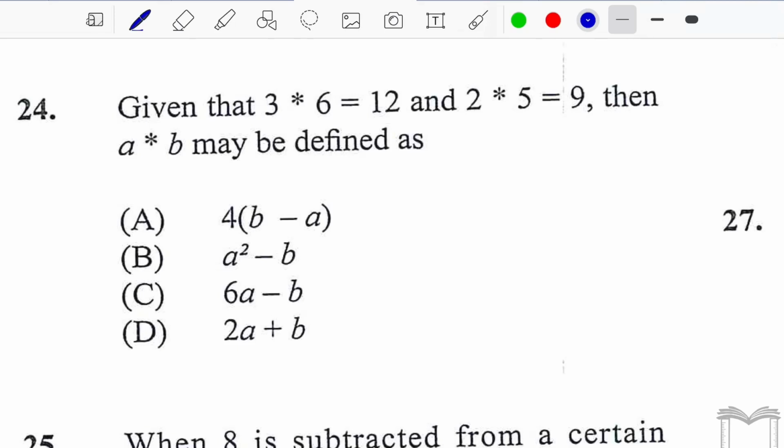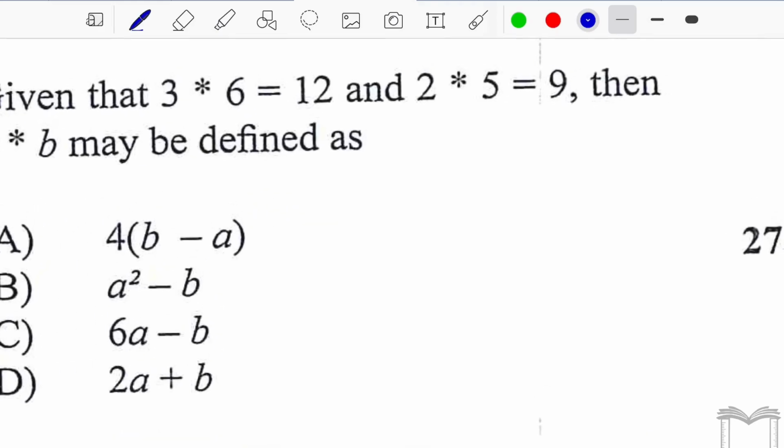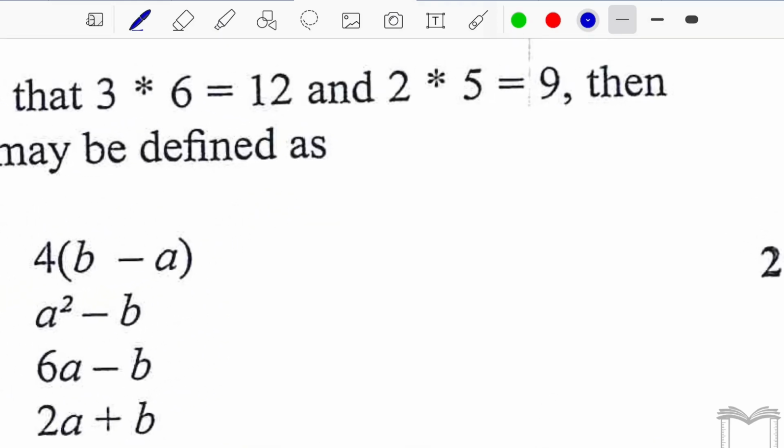so let's see. Let's determine this by method of elimination. So let's try A for any one of them and see if we will get the answer. And if we get the answer for both of them using the given equation, we know it's correct. So 4 by B minus A. So that would be 4 times, let's look at this first part here.